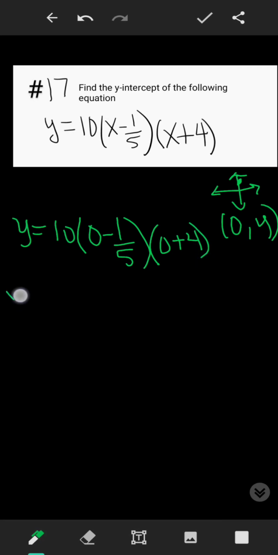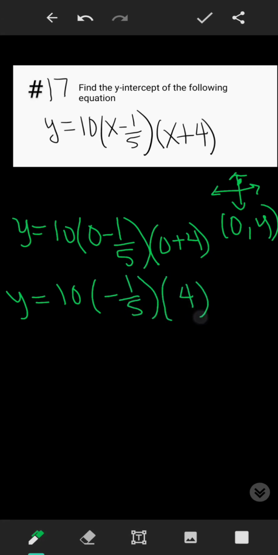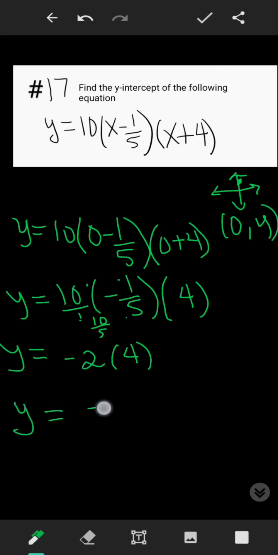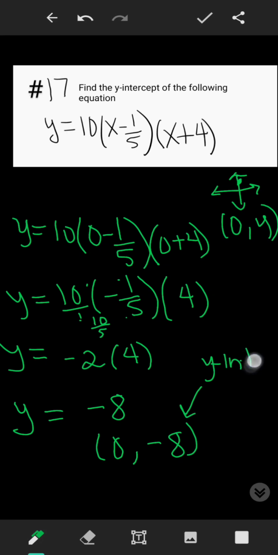So let's just begin simplifying. Inside the parentheses first, 0 minus 1/5 is 1/5, 0 plus 4 is 4. Now we'll multiply in order. 10 times 1/5, that's going to simplify down to 2, and we'll bring the 4 down. That happened because when you multiply fractions, it'll be top times top, which is 10, denominator times denominator, which is 5. 10 divided by 5 is 2. Last step, 2 times 4 is 8. So this says when x is at 0, y is 8, which is your y-intercept.